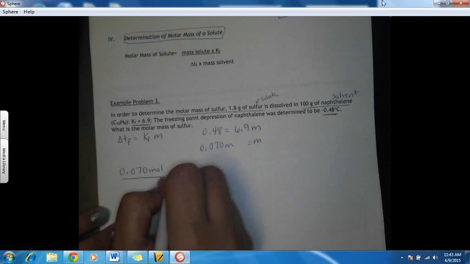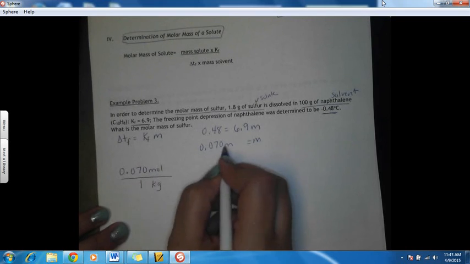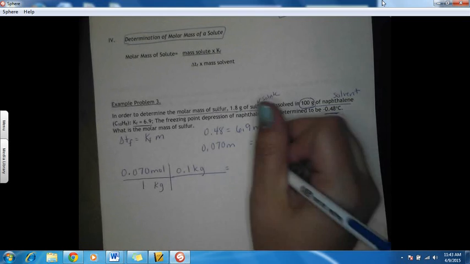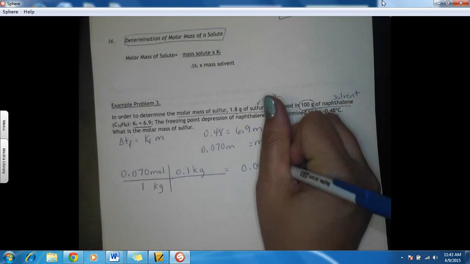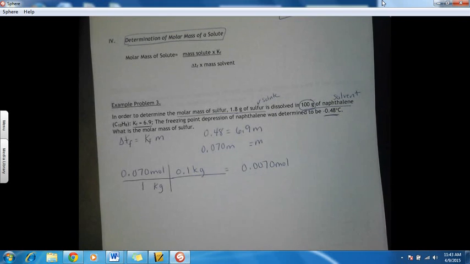Now let's remember, what does molality mean? That's the number of moles of our solute, so that's our sulfur, over kilograms of our solvent. So in this case, it's for 1 kilogram. But how many kilograms do we have? We have 100 grams, so that's 0.1 kilograms, right? And so how many moles are actually in this solution? So 0.07 times 0.1 gives us 0.0070 moles of our sulfur.